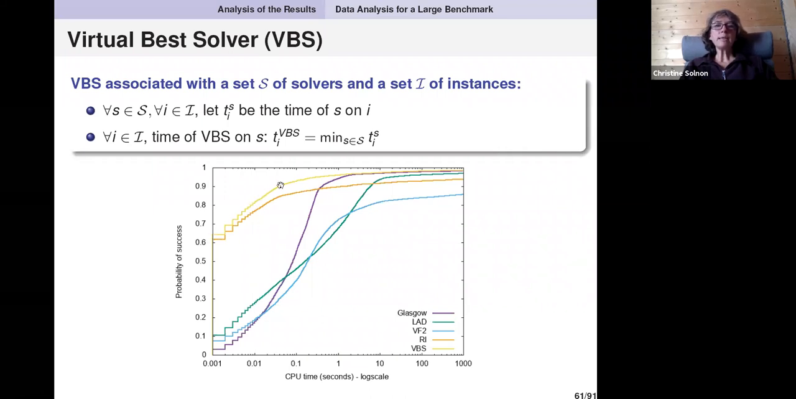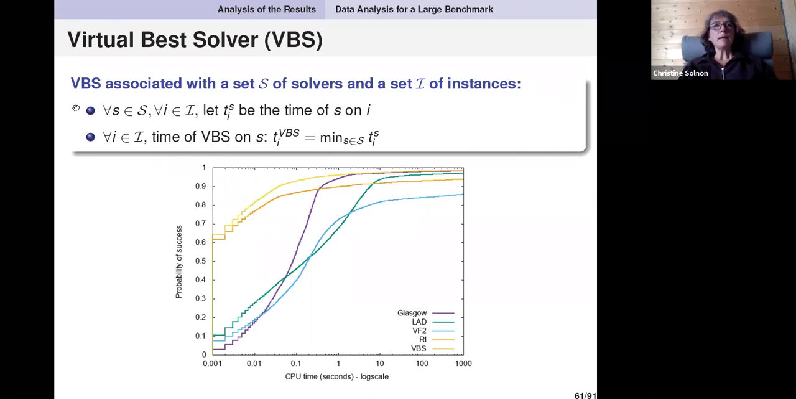So here I plot in yellow the CDF of the virtual best solver. And this shows me that, for example, if the plot for RI was merged with the plot of the VBS at the beginning of the solving process, it would mean that the best solver for short time limit is always RI. But as there is a gap between the VBS and RI, it means that for some instances, one of the other solvers is more efficient than RI, even for short time limits.